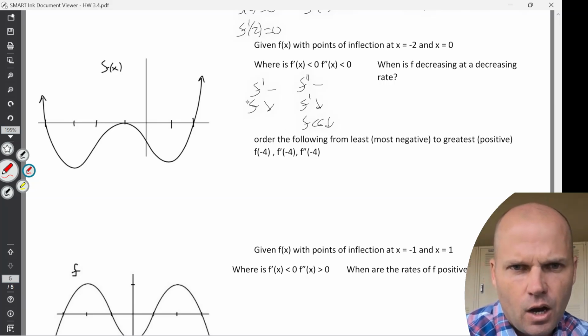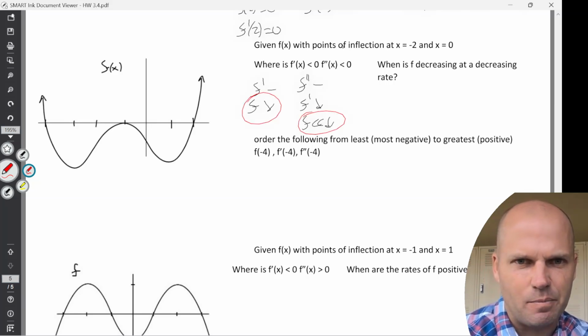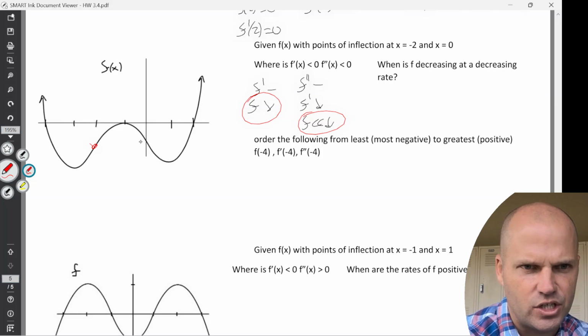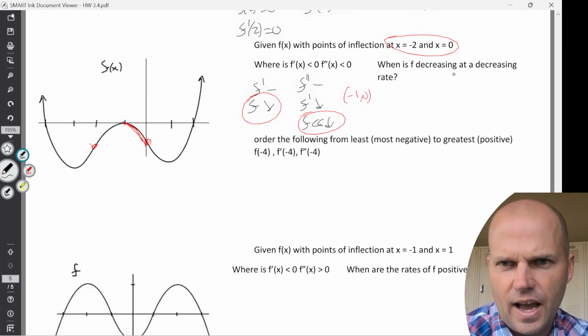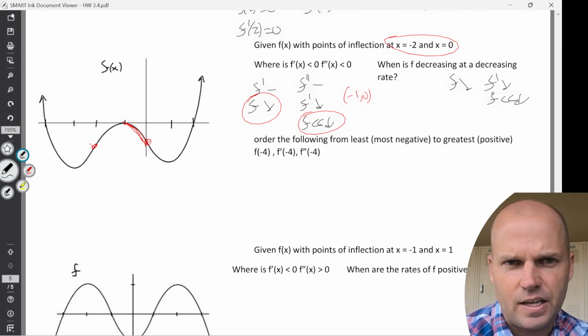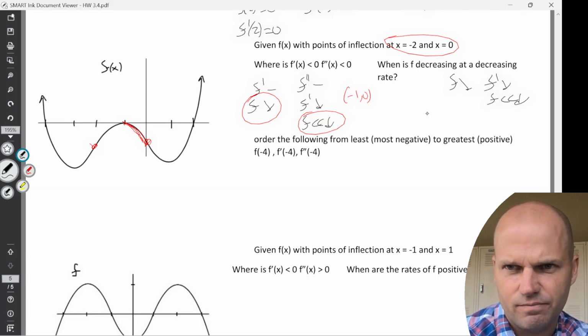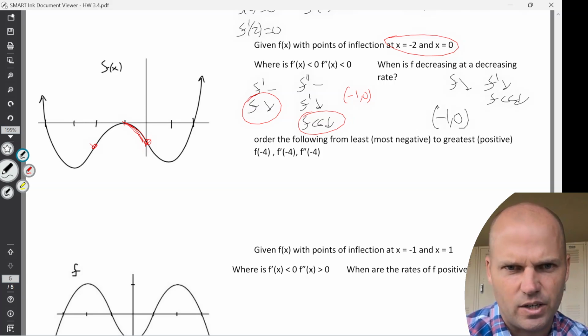All right, so f is going down, concave down. Based on the signs, the points of inflection are at -2 and 0. You're told that here. So going down, concave down would be here, just -1 to 0. F is going down. F's rates are going down, which means f is concave down. That's the same question.